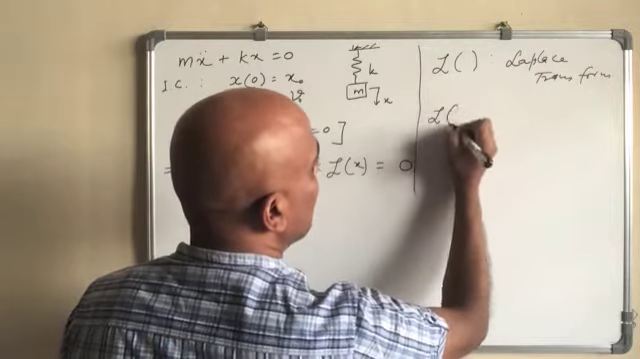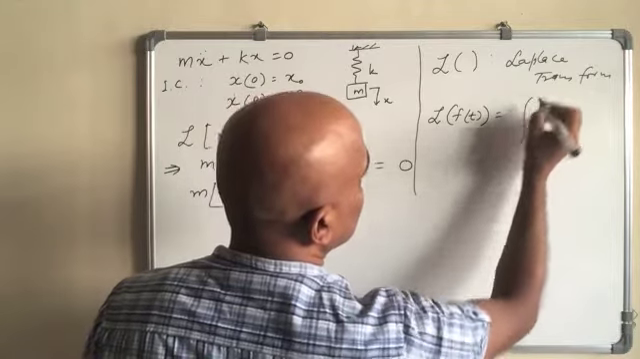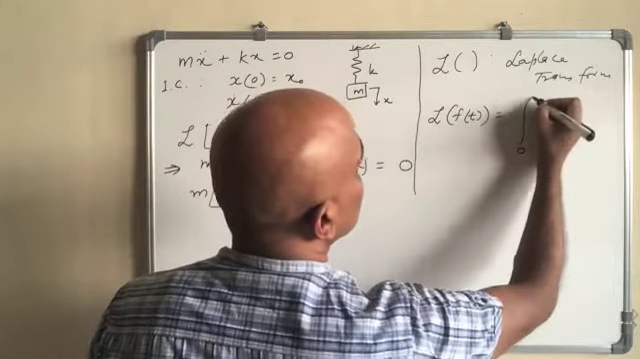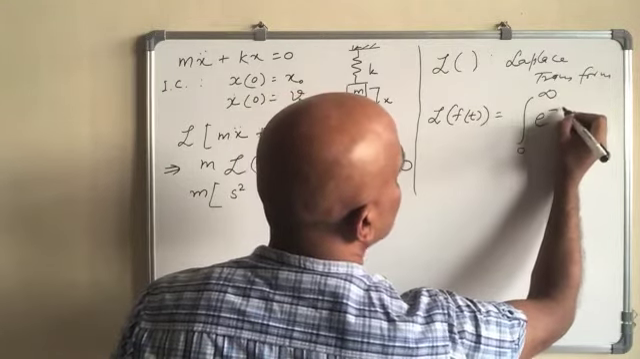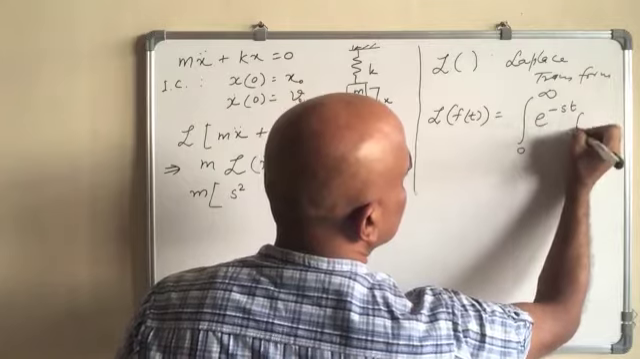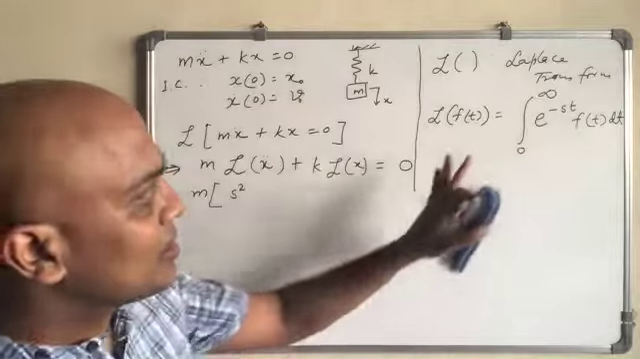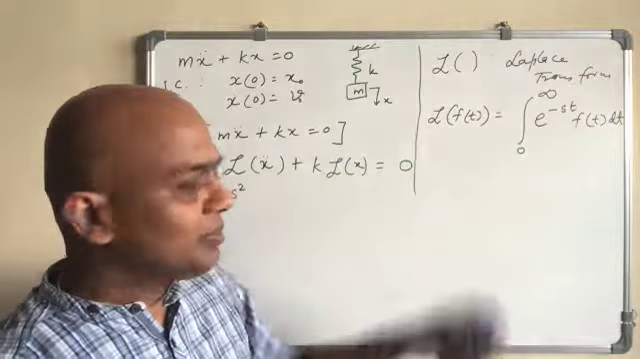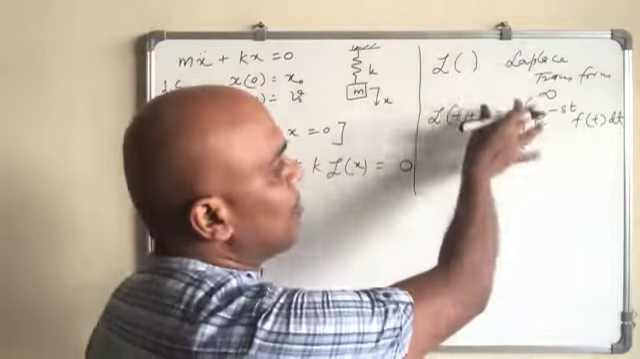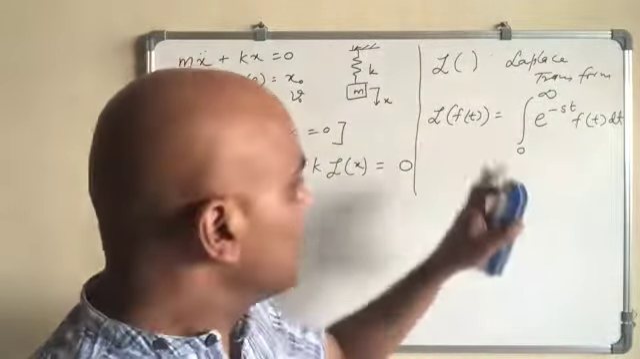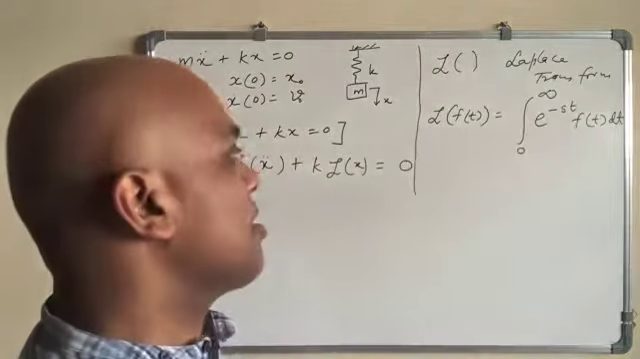So the Laplace transform of a function f(t), let us say, is equal to the integral from 0 to infinity of e to the power minus st times f(t) dt. This is the definition of the Laplace transform. Again, I hope you already know about it. It should already be covered in your mathematics course, so please revise it.